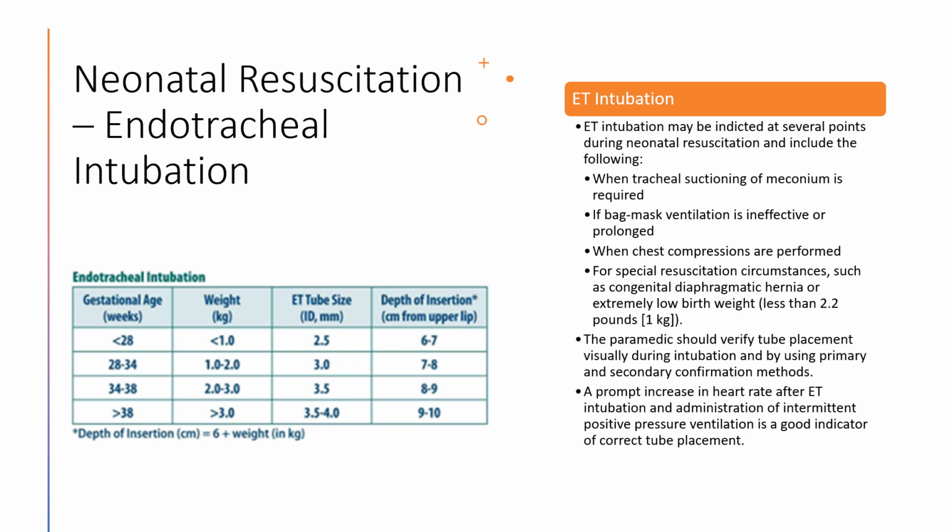And then for special circumstances such as congenital diaphragmatic hernia or extremely low birth weight, so less than a kilogram. Diaphragmatic hernia will be one of the things that we talk about towards the end of this lecture when we talk about congenital issues, and it needs a tube and only a tube. That is one where an LMA is not sufficient. Paramedics should verify tube placement visually during intubation using primary and secondary confirmation methods like we'd always do. Prompt increase in heart rate after ET intubation and administration of intermittent positive pressure ventilation is a good indication of correct tube placement, as one would imagine.